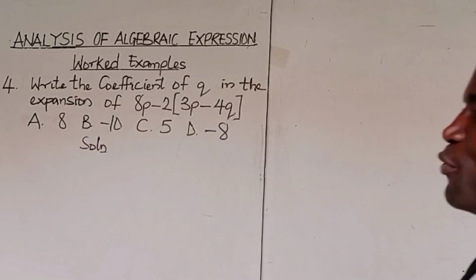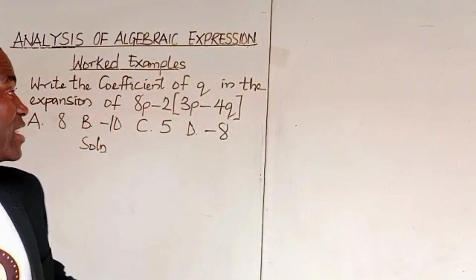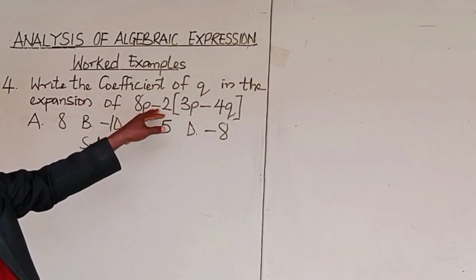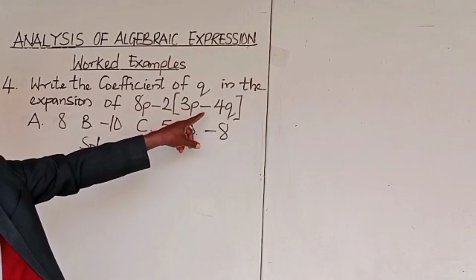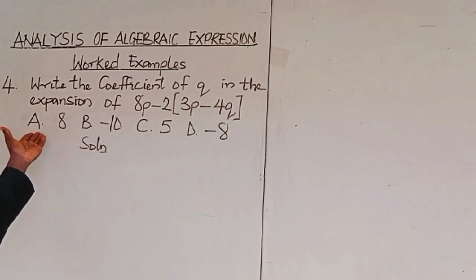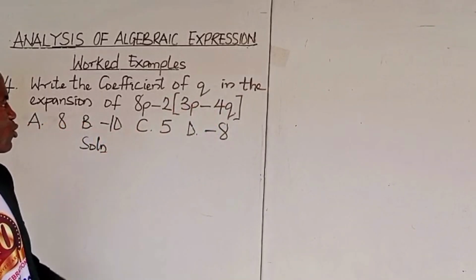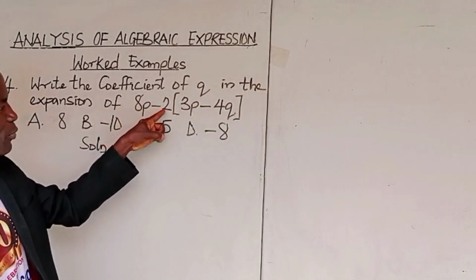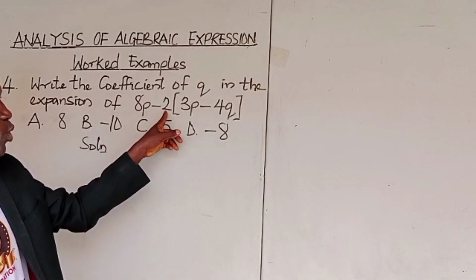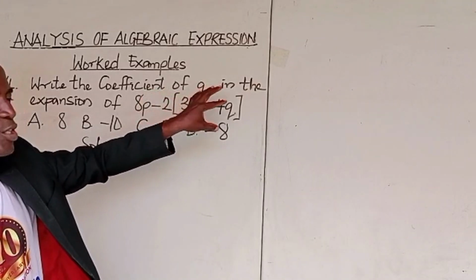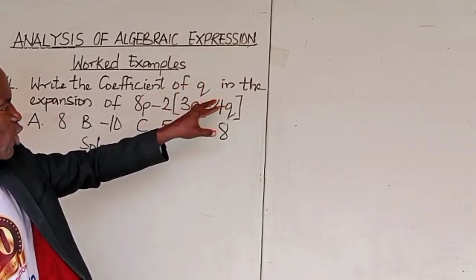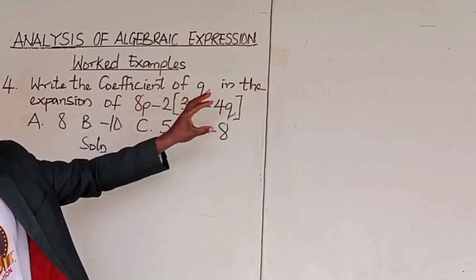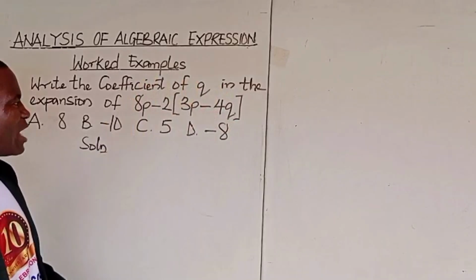So we are now in example 4. The question says, write the coefficient of q in the expansion of 8p minus 2 bracket open 3p minus 4q bracket close. Here are the options. To solve this problem, first and foremost, you are going to use this appropriate key, which is minus 2, to open the door. After opening the door, you can now have access to this one and this one. Until you open the door, you cannot have access. So let us see how you are going to open the door.